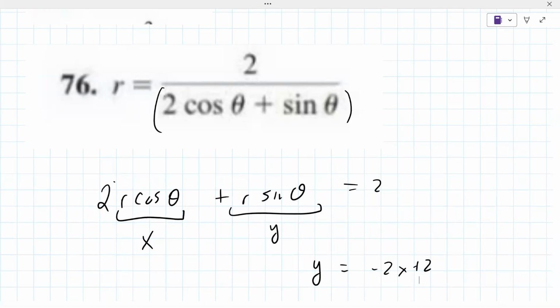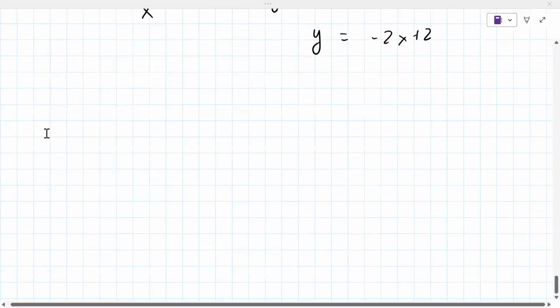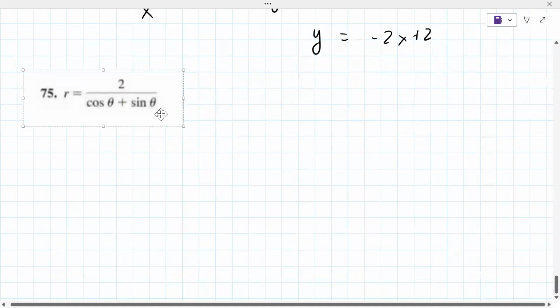So do the same thing and solve for 75. I'll be right back with you. Solve for which one? 75, please.